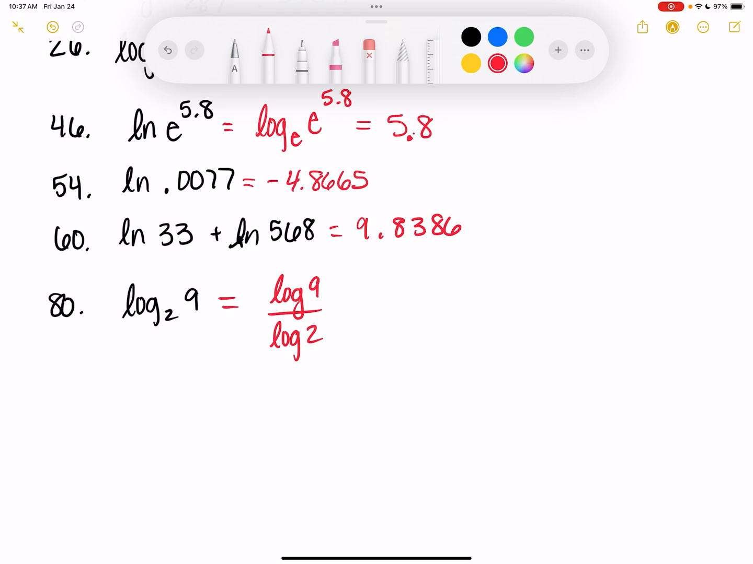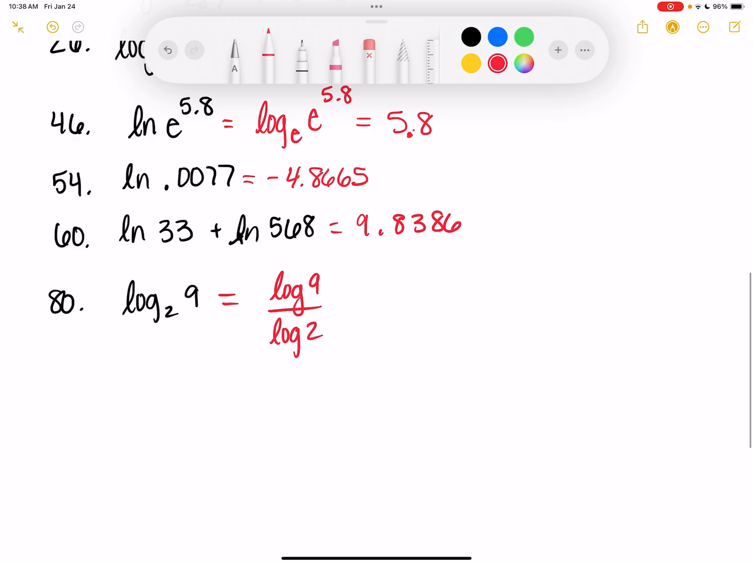Again, make sure you close those parentheses, so you can see I have log of 9 divided by log of 2, and that gives me, did they specify again? Yep, 4 decimal places again. So this gives me 3.1699.